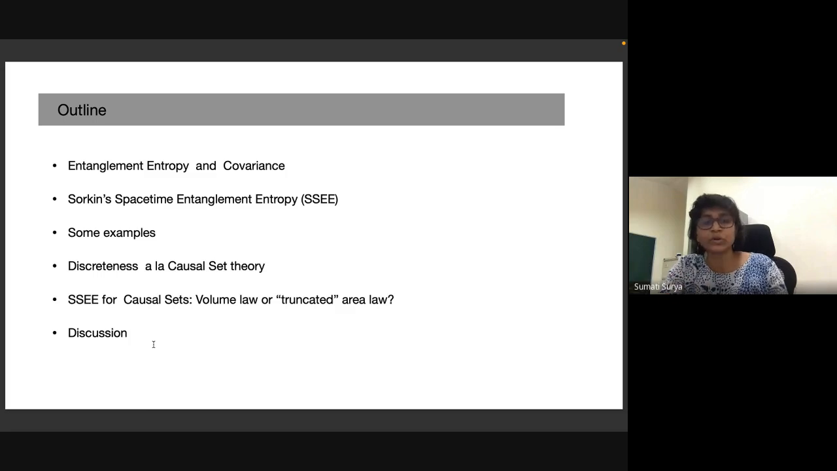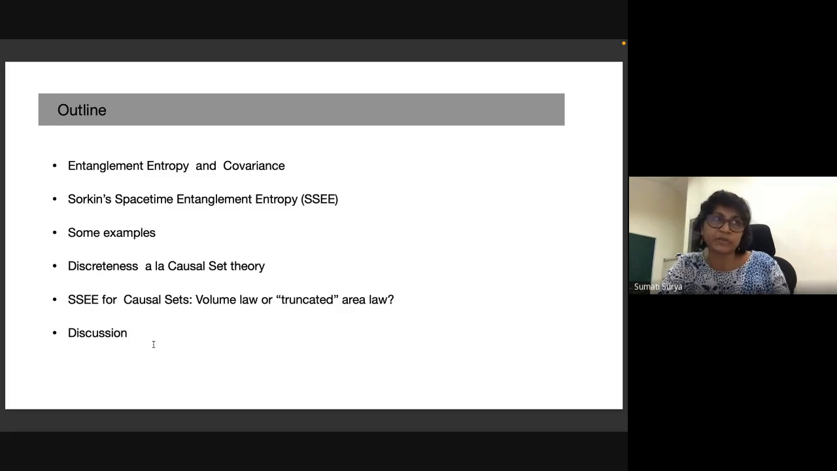I will then move on to the other part, which is that of discreteness. And this is, I say, a la causal set theory, because there's a particular kind of discreteness that comes in from the causal set theory perspective.